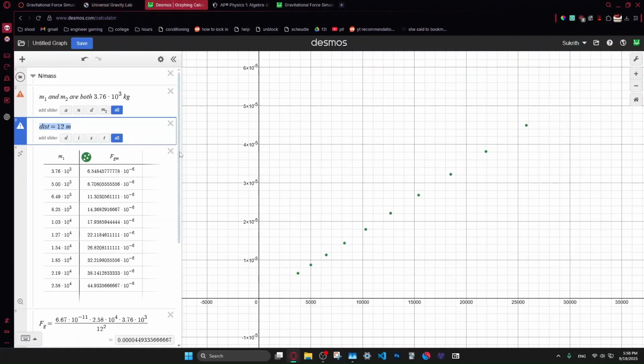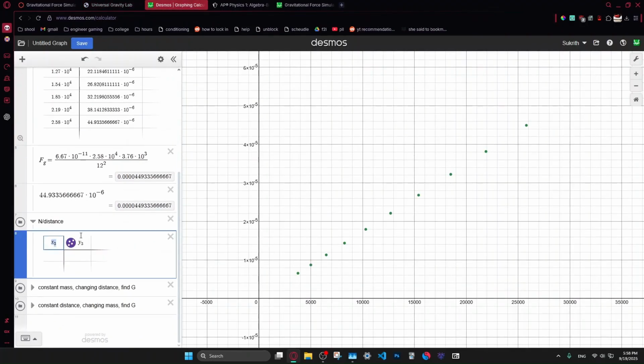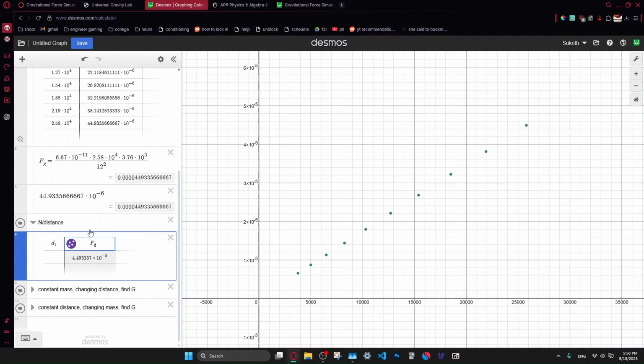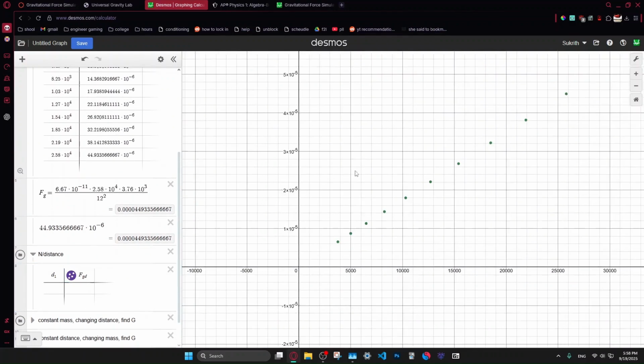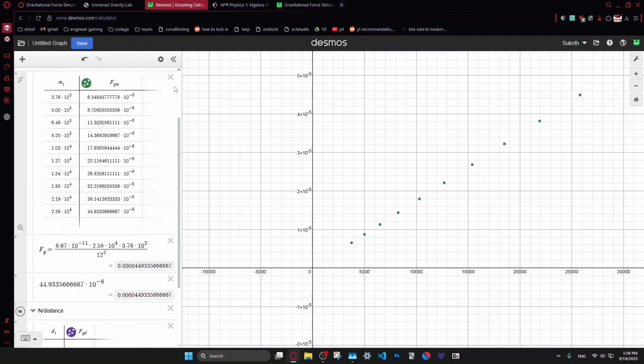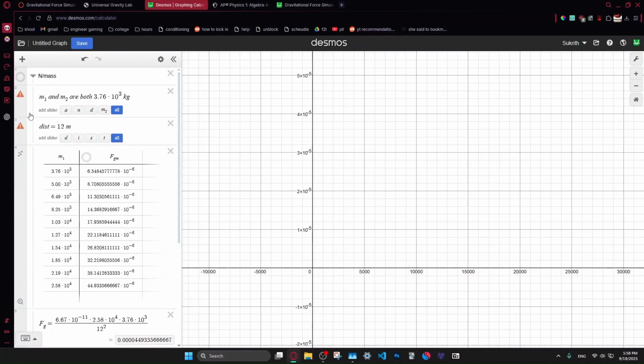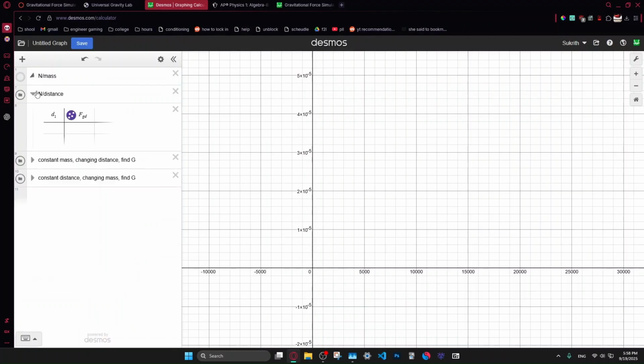Now we are going to vary the distance instead. So we're going to change it to D1. Now we're going to change the other one to F, the force of gravity, due to distance. Oh, and we're going to hide the other folder, because we're going to make it sit still for a minute.